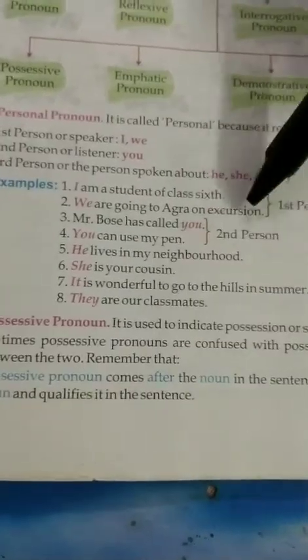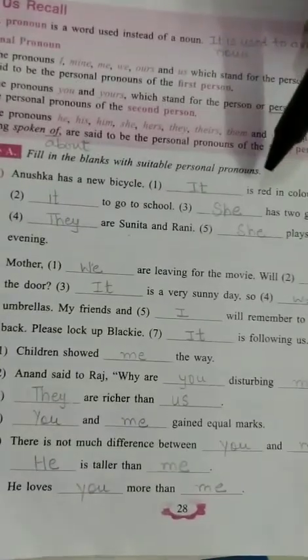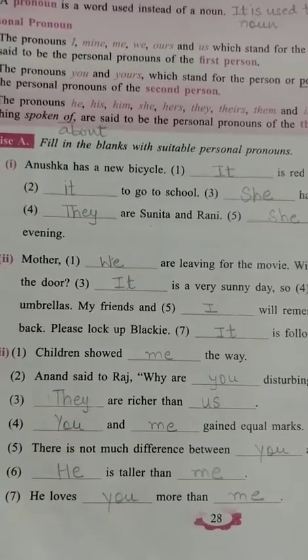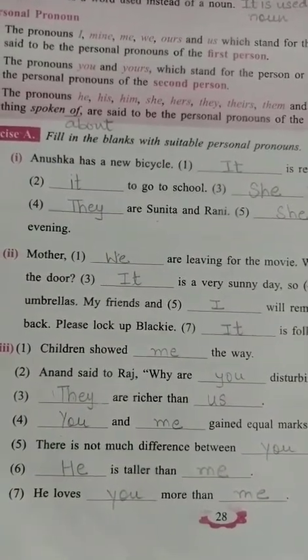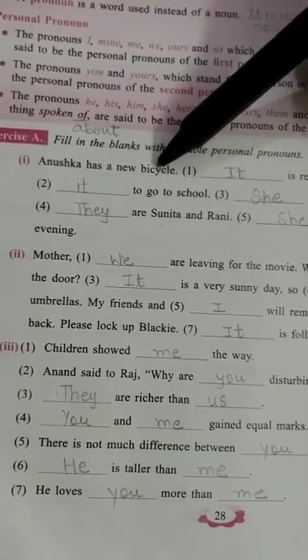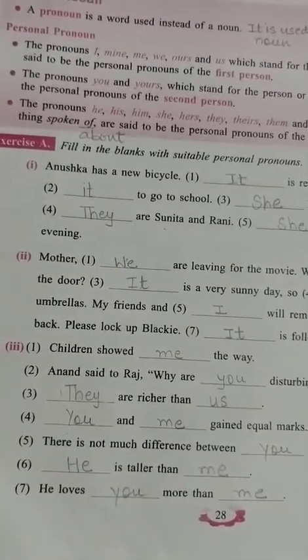Okay students, now come to the exercise based on this personal pronouns. Okay, fill in the blanks with suitable personal pronouns. Here in this exercise you have to use suitable personal pronouns. Now, see here. Number 1, exercise A. Number 1, Anushka has a new bicycle. It is red in color. It pronoun is used for the bicycle noun. Okay. Anushka uses it to go to school.